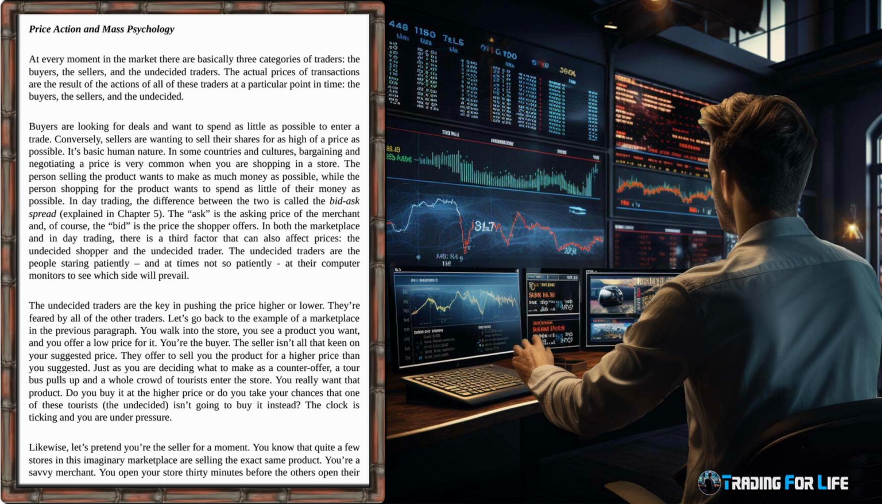At every moment in the market, there are basically 3 categories of traders: the buyers, the sellers, and the undecided traders. The actual prices of transactions are the result of the actions of all of these traders at a particular point in time: the buyers, the sellers, and the undecided traders. Buyers are looking for deals and want to spend as little as possible to enter a trade. Conversely, sellers want to sell their shares for as high a price as possible.